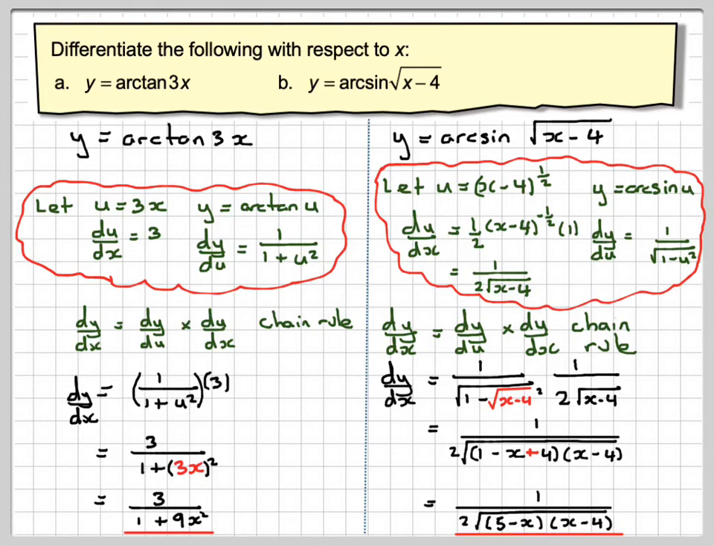So this has been a video to show you how to differentiate inverse trig functions using the chain rule. I hope you've understood. And you might be able to, once you've been through this process, avoid doing this bit and be able to jump straight to this bit here.